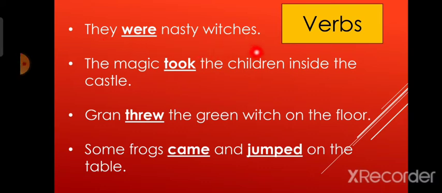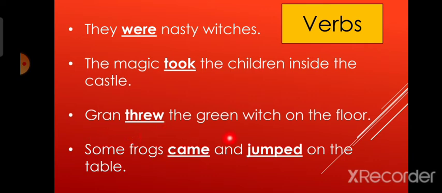They were nasty witches. Here, the word were is the verb. We use were for plural nouns or pronouns when we talk about the past. The magic took the children inside the castle. Here the verb is took. Gran threw the green witch on the floor. Here the verb is threw.